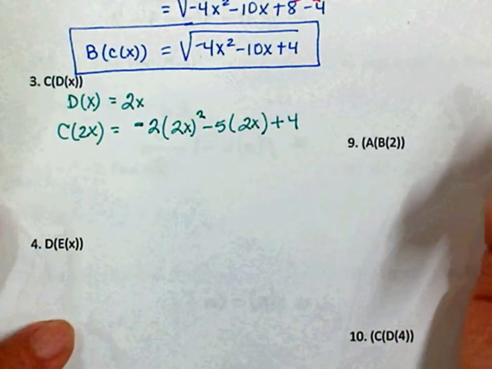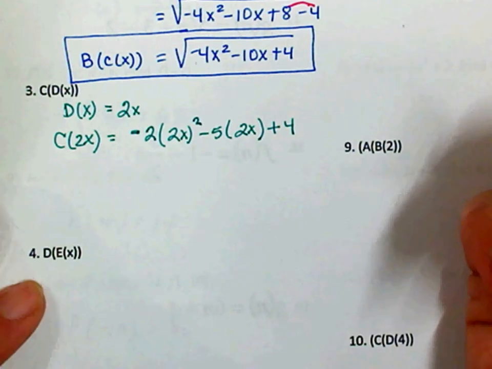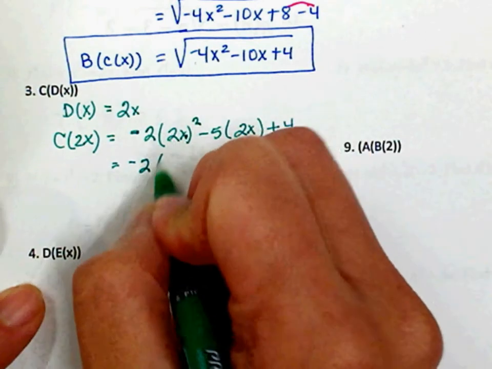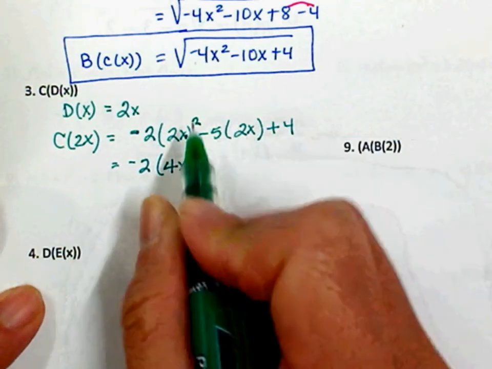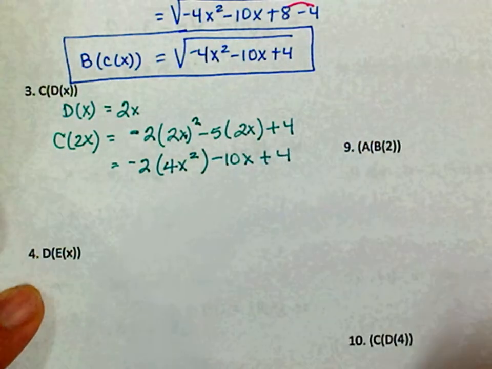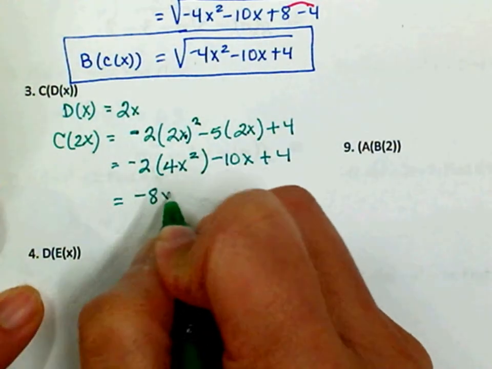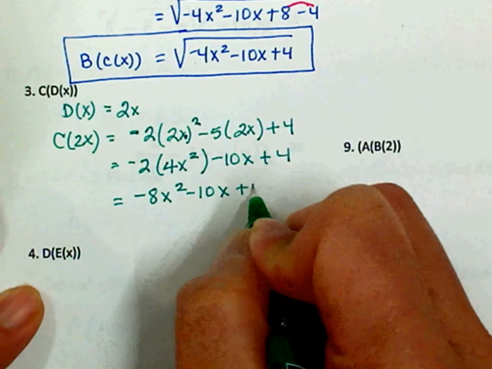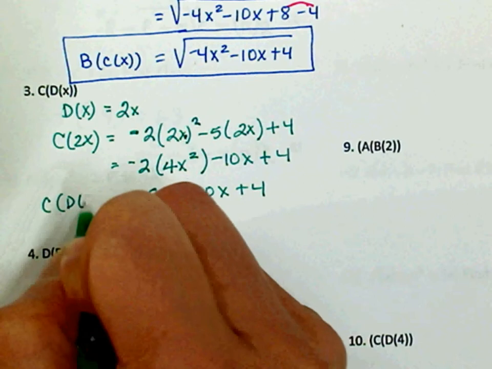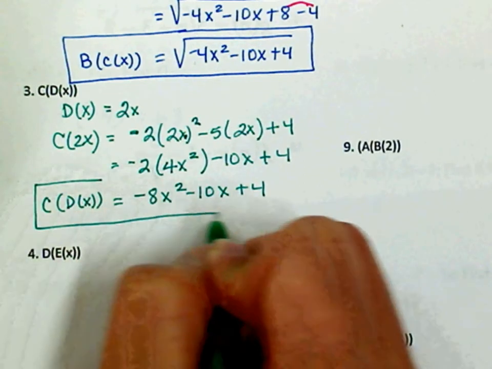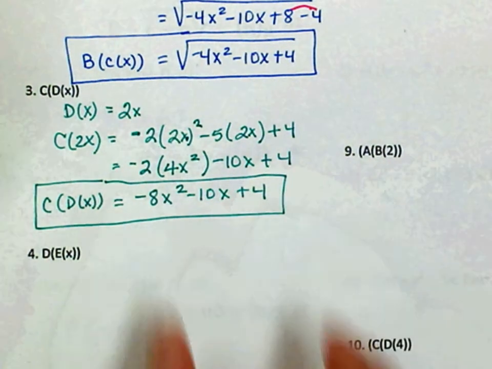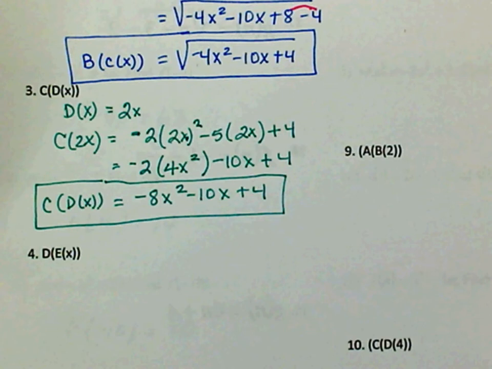Okay. Order of operations, exponent comes first, so bring down my negative 2, 2x times 2x is 4x squared. That's what that means. I'm going to go ahead and multiply 10x plus 4. Multiplication, negative 8x squared minus 10x plus 4. Nothing else for you to do, and so there's your c of d of x. Notice how I work going straight down, okay? So just keep working down. Don't write all over the place because that'll mess you up even more.